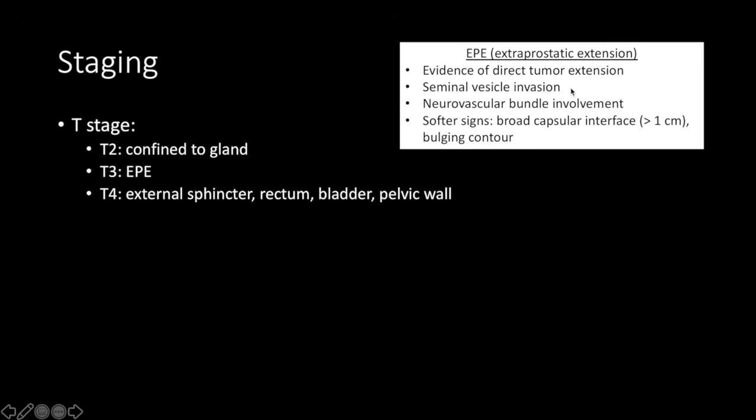If there's seminal vesicle invasion, that's clearly extraprostatic extension. If there's neurovascular bundle involvement, that's clearly extraprostatic extension. And then there are a bunch of softer signs that are predictive of EPE, but are not enough to say there is definite or frank EPE. And those things we still describe when we're describing the prostatic lesion. And those things include a broad capsular interface, so over 1 centimeter of contact with the capsule, or a focal bulge of the prostate contour at the location of the lesion.